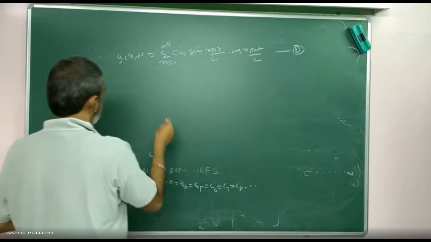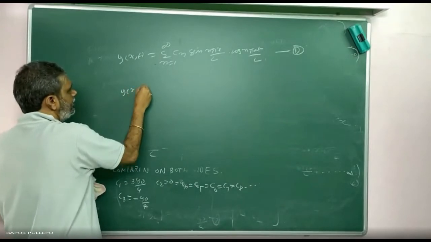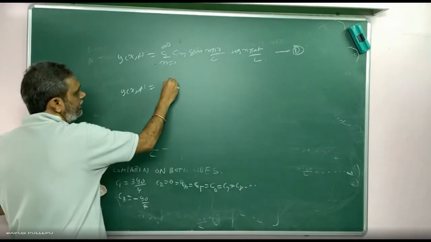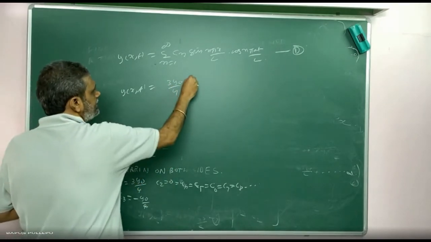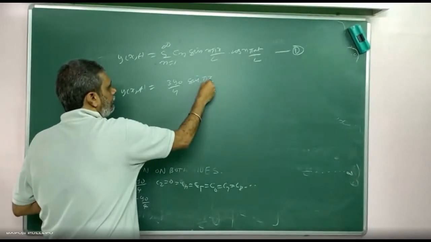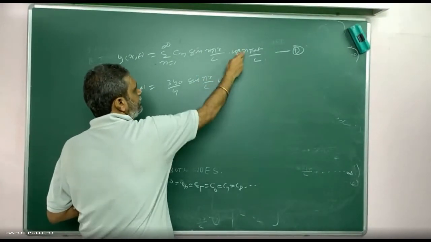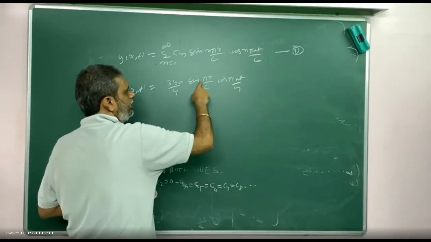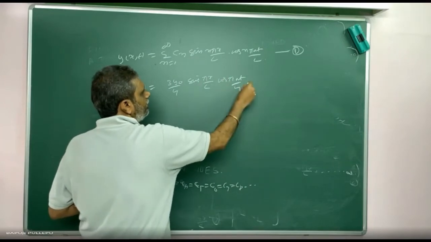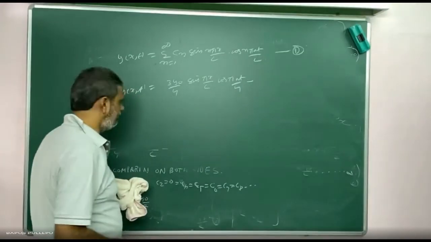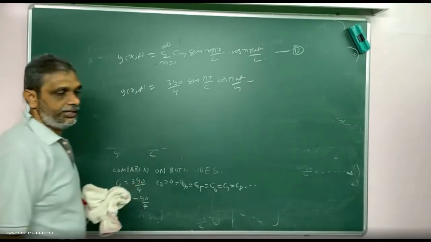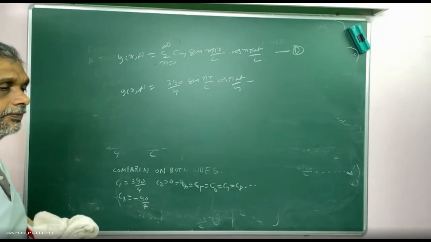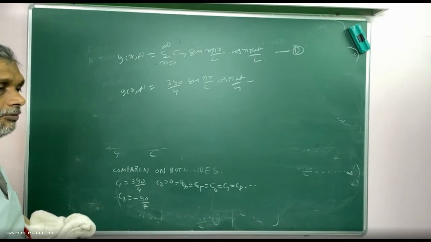Now, the general solution is what? The final solution, y of x comma t is equal to, there is no sigma notation, only two terms. C1 is 3 y naught by 4 sin pi x by L cos pi a t, where n is equal to 1. The important thing is how you write the solution: 1 means 1, don't substitute n. C1 means 1, minus C3 is what? What is the C3 value?